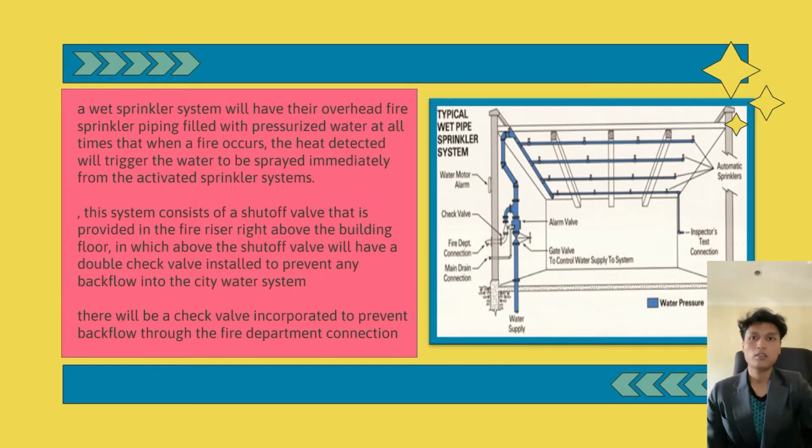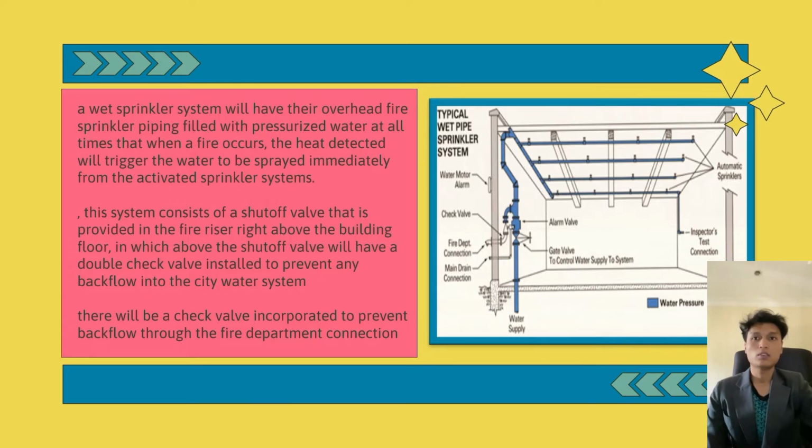The operation of wet sprinkler system. There are various kinds of sprinkler systems that can be chosen from, and one of the most commonly used would be a wet sprinkler system. Basically, a wet sprinkler system will have their overhead fire sprinkler piping filled with pressured water at all times so that when a fire occurs, the heat detected will trigger the water to be sprayed immediately from the activated sprinkler system.